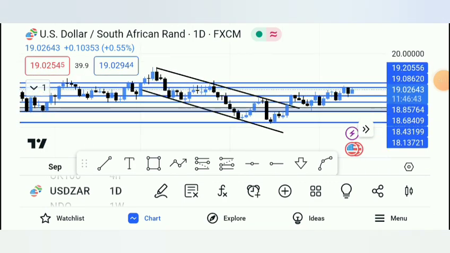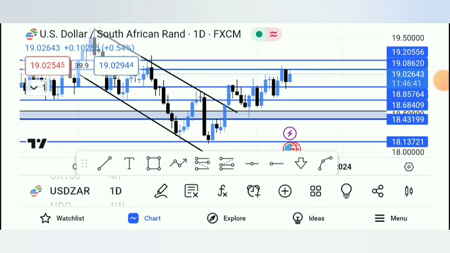As you can see, the market here was on a buy zone. As you all know, this is a trend, guys. You all know how the trend works.